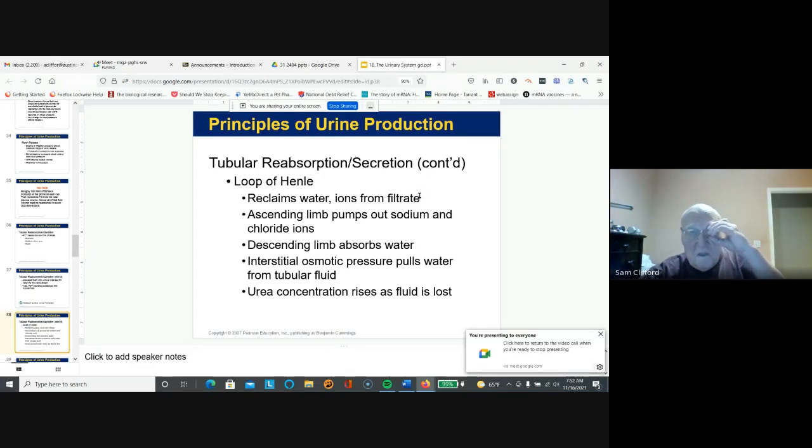So let's go back to the PowerPoint. What happens in the loop of Henle? Water is reclaimed, ions are reclaimed. That happens primarily in the descending loop. The ascending loop, so water and ion recovery is in the descending portion of the loop of Henle. The ascending limb pumps out sodium and chloride.